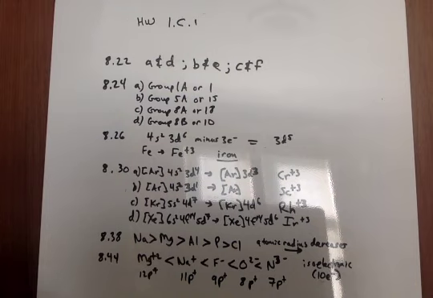8.38 says arrange the following atoms in order of decreasing atomic radius. So these elements, sodium, magnesium, aluminum, phosphorus, and chlorine, are in order from left to right, the way I've arranged them here. And as you know, atomic radius decreases as you move from left to right. It's largest on the left and smallest on the right. And so that is how I've arranged it in decreasing order.